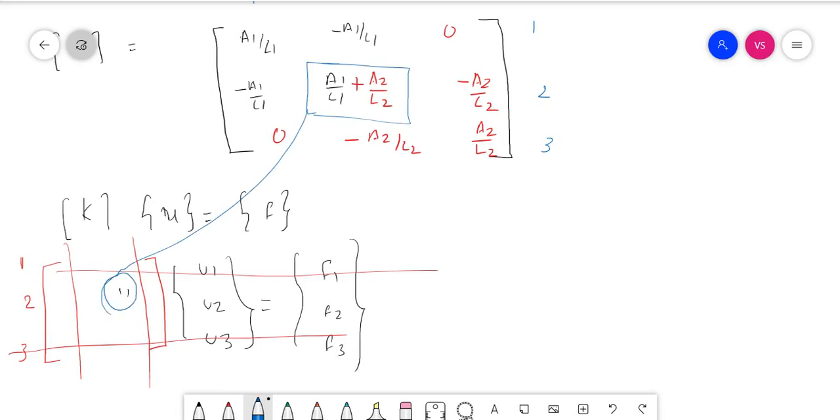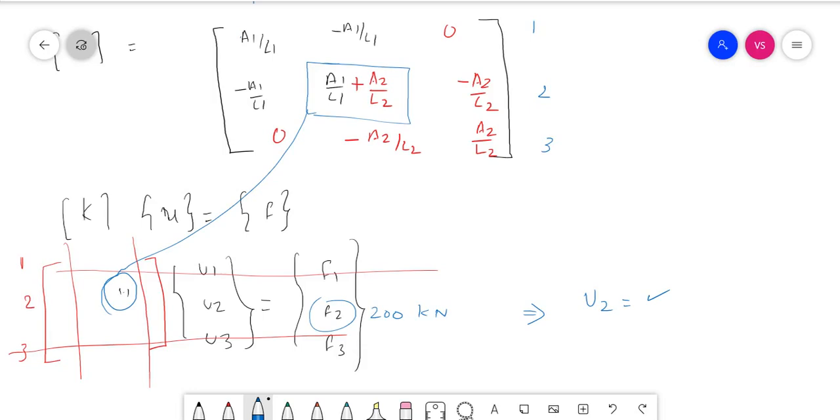So it was 3 by 3 originally. Since you have removed 2 rows and 2 columns, you are left with only one number here. It is no more a matrix, it is just a number. That number times U2 equals F2. F2 is given as 200 kilonewton. Of course, use the proper units here, and then solve for U2. Once you solve for U2, then you can find the stresses in each of these two elements.